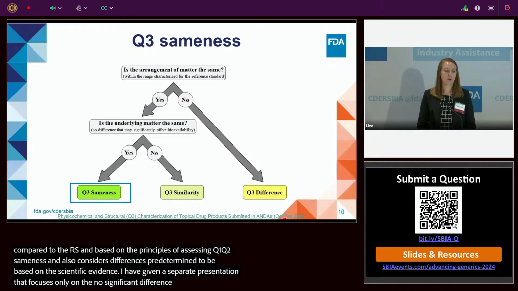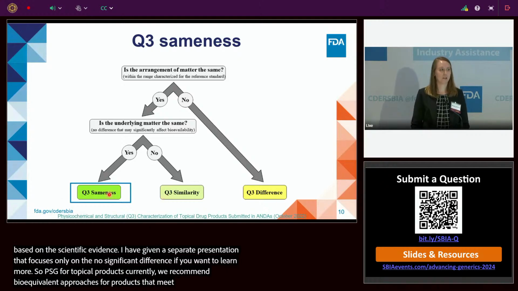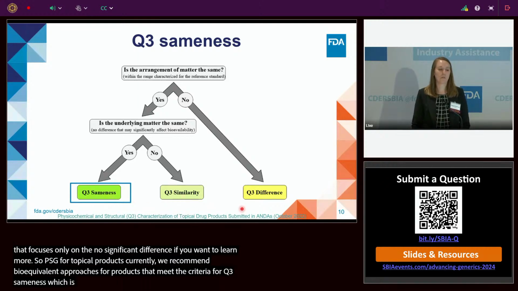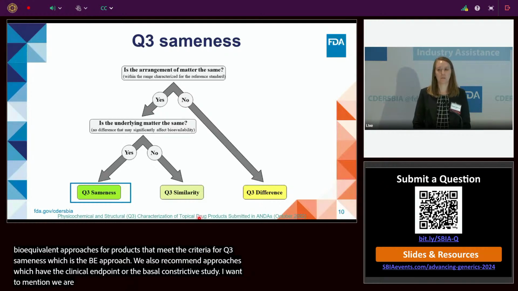So in PSGs for topical products, currently we recommend bioequivalence approaches for products that meet the criteria for Q3 sameness, which would be a characterization-based bioequivalence approach. And we also recommend bioequivalence approaches for products that meet the Q3 difference criteria, which would be a clinical endpoint study or a vasoconstrictor study. I want to mention that we are currently developing bioequivalence approaches for these Q3 similar products, and those efforts are currently underway.